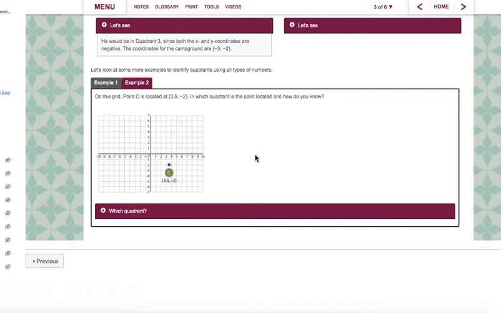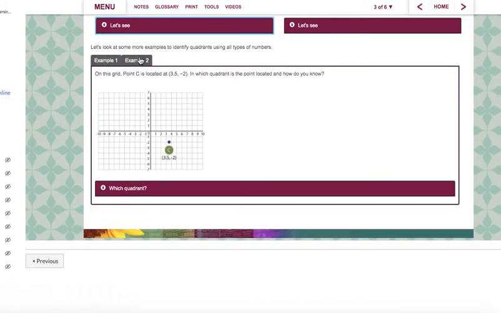All right, let's look at some examples here. Let's look at some more examples to identify quadrants using all types of numbers. So example 1. On this grid, point C is located at the ordered pair 3.5, negative 2. In which quadrant is the point located and how do you know? All right, so it's right here. So think about where it is located.